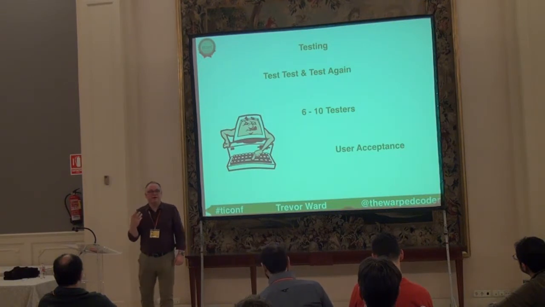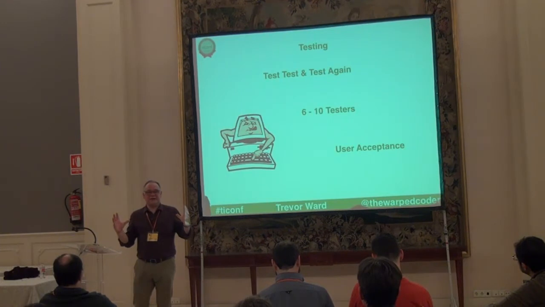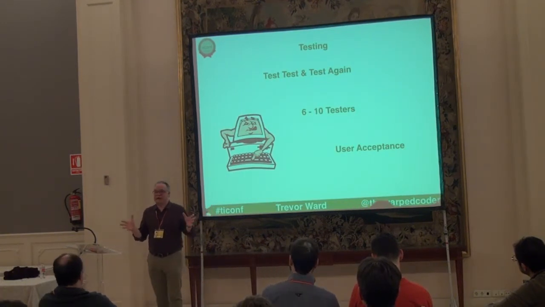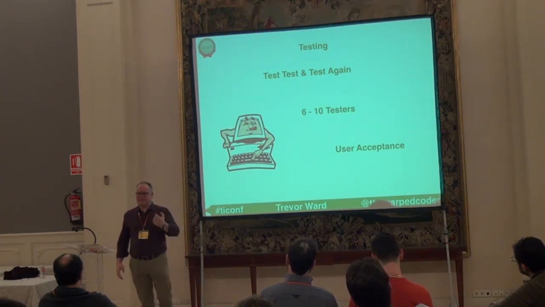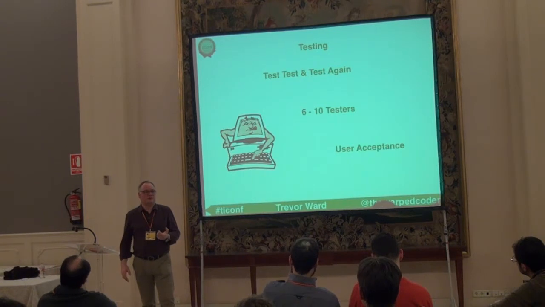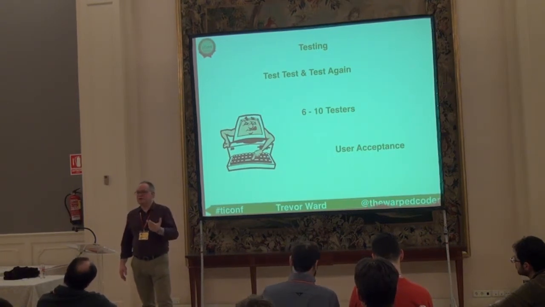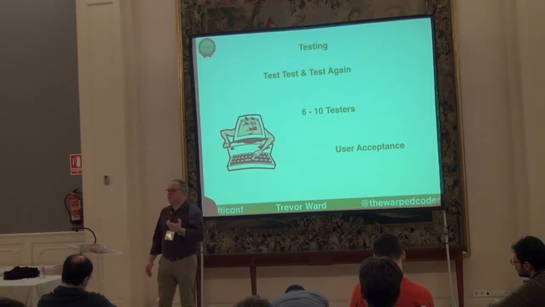Now once you've done that, user acceptance, extend it. Extend that testing out to friends, family, colleagues, whatever else. But test that app from a user's perspective, from somebody who's never touched it before. Because that is the critical audience for your app. The people who have never, ever touched it before.